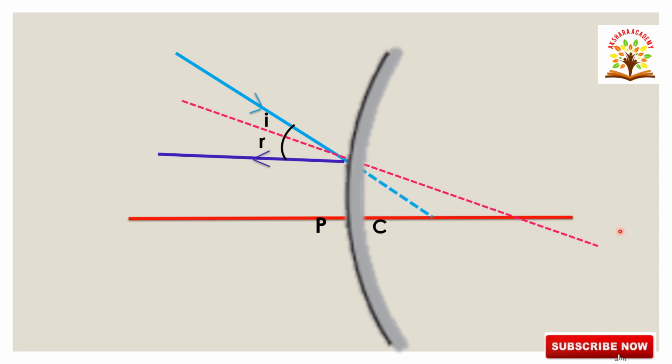It passes through the focus, or rather, it appears to pass through the focus. This is the second rule in the case of a convex mirror.